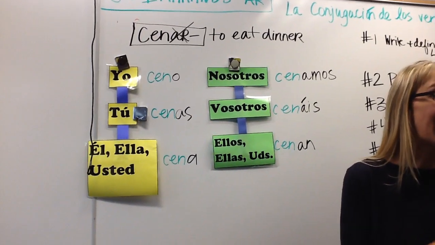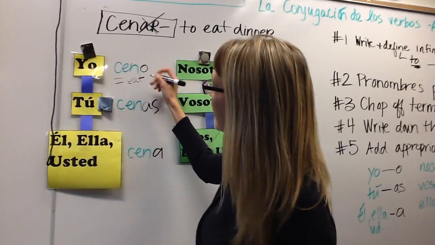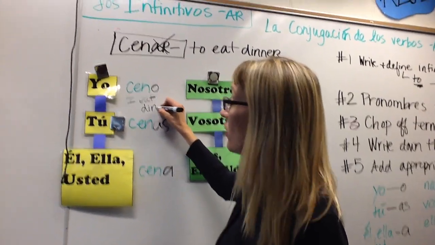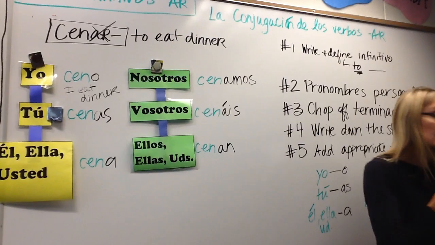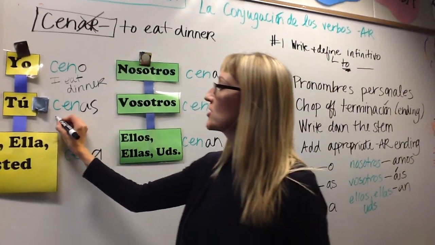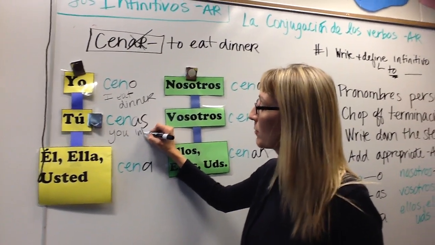So what does ceno mean? I eat dinner. What does cenas mean? I want you to define each form one time. You eat dinner. It's not just you, it's you informal eat dinner.